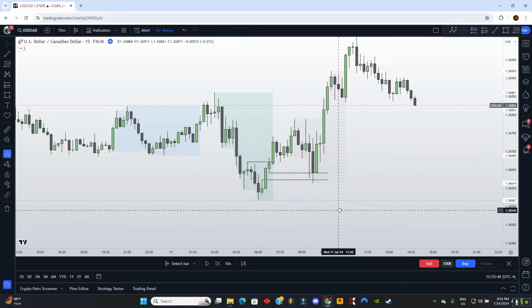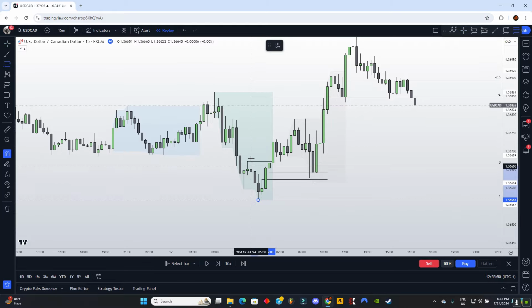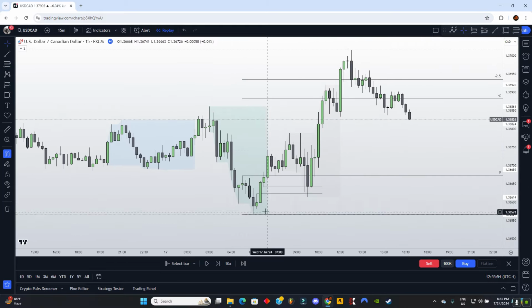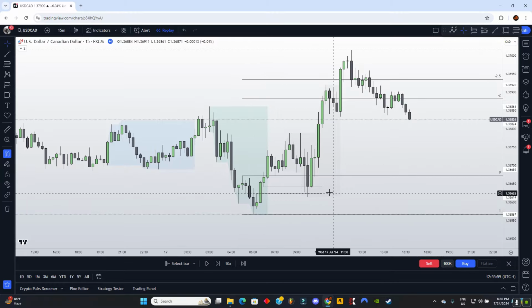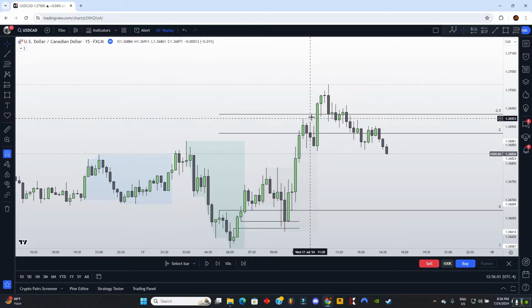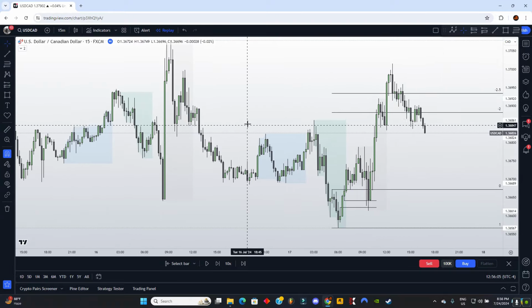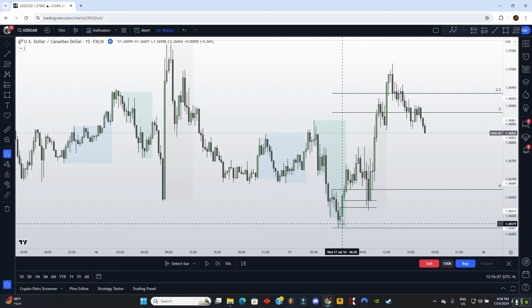So a beautiful entry here using our distribution levels. To measure the distribution, we use from the last low to the last high that was formed before the market structure shift. Price tapped into the fair value gap, and we take our profits somewhere around here. So once again, you can see we have accumulation, manipulation, and then distribution.